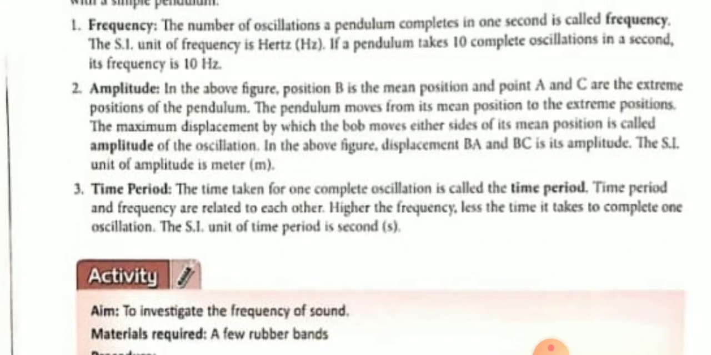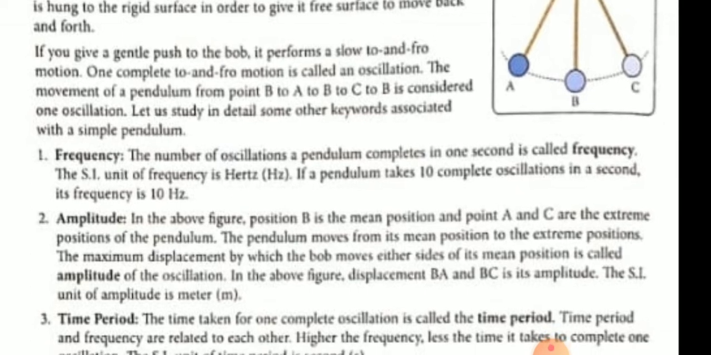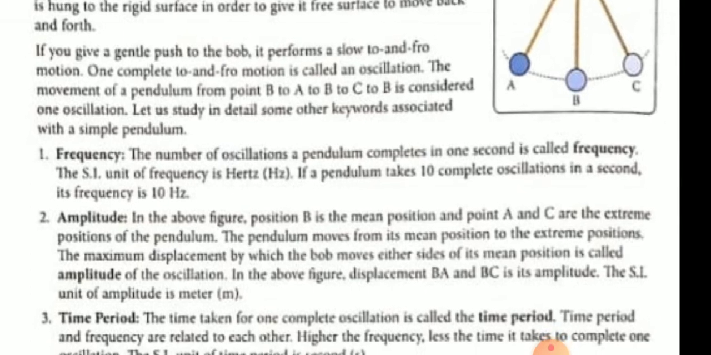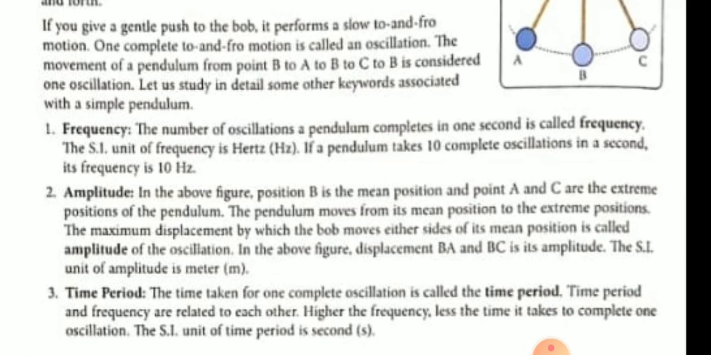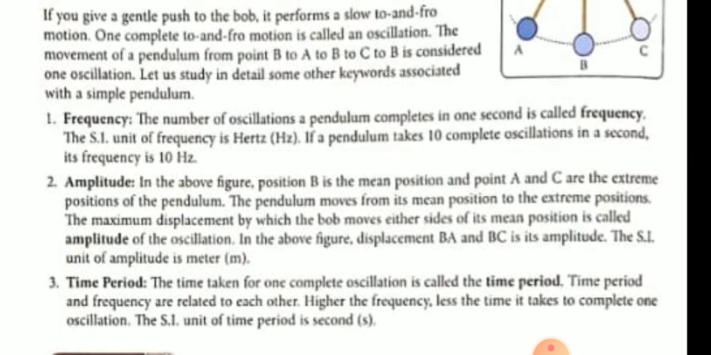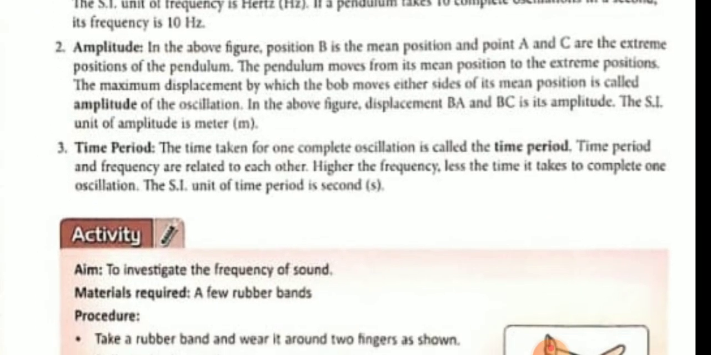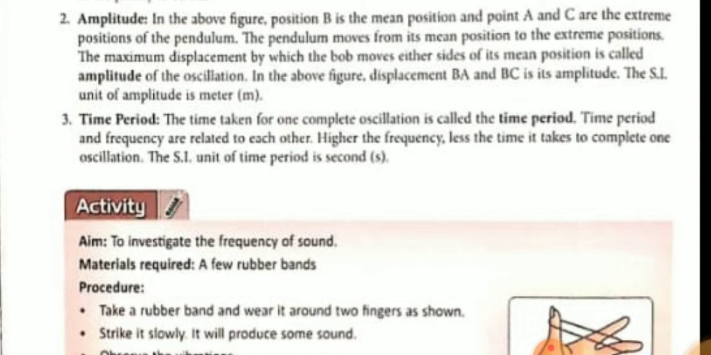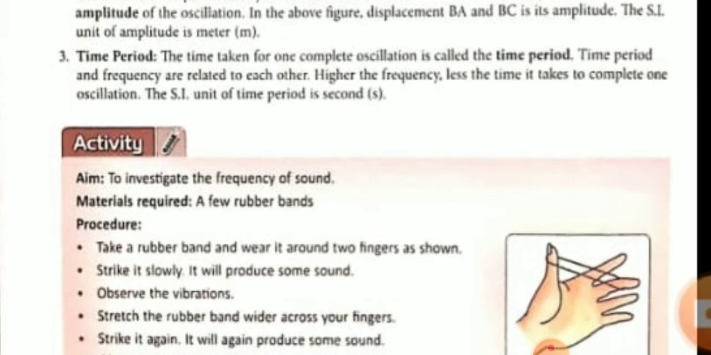In the case of this pendulum, you can see it moves from B to A and B to C. This is the maximum displacement covered by the bob, and this is known as amplitude. And the time period: the time taken to complete one oscillation is called time period, and the SI unit for time period is second.